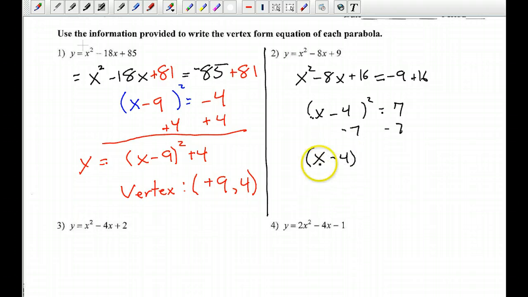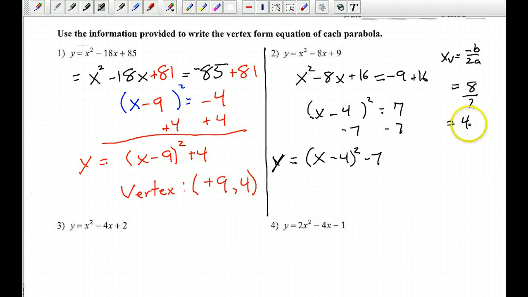x minus 4 squared, and then minus 7. That's y. If you really weren't sure and like, I don't know about this, confirm it. X sub b is negative b over 2a. Negative b is 8 over 2 times 1. So you get 4. Yeah, vertex is 4.